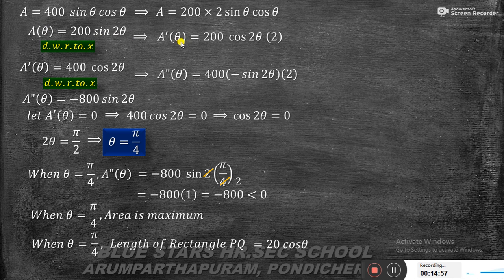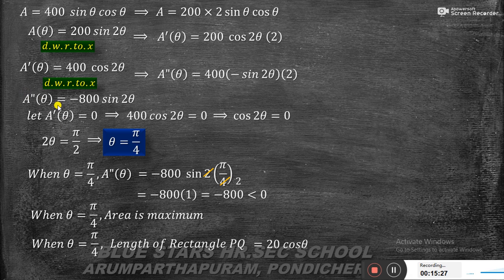So A dash of theta equal to 200. I differentiate the sin 2 theta. Differentiation of sin 2 theta is cos 2 theta, and the differentiation of 2 theta is 2. Therefore A dash of theta equal to 400 cos 2 theta. Therefore again I differentiate with respect to theta. A double dash of theta equal to 400. Differentiation of cos 2 theta is minus sin 2 theta, and the differentiation of 2 theta is 2.